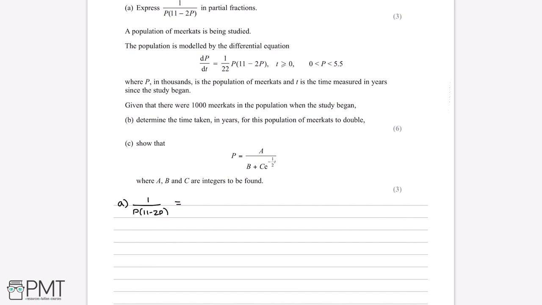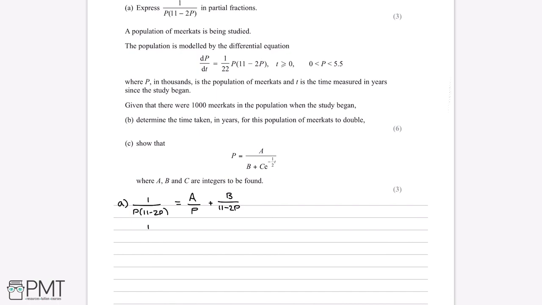And what we do is we can just split up this fraction into these two separate components and add them. So we'd start off with an unknown, which we can call A, divided by p, plus another unknown, which we can call B, over 11 minus 2p. So we've just split up the denominator of this original fraction into two sections. So what we do now is we want to get rid of all of these fractions. So if we multiply everything by p, bracket 11 minus 2p, this will do this.